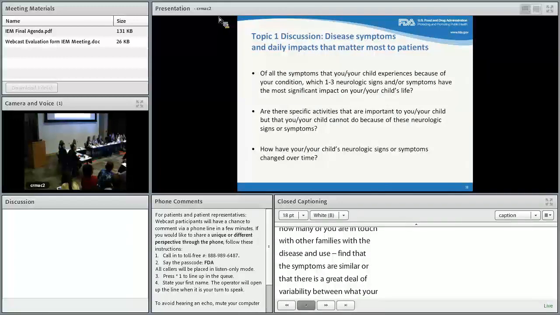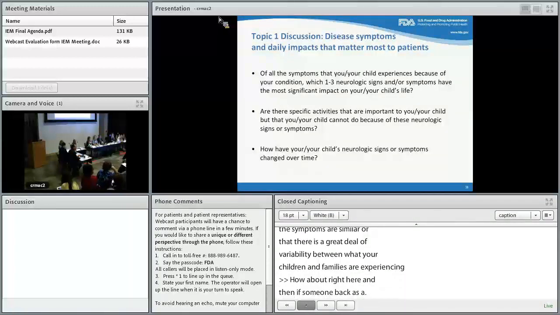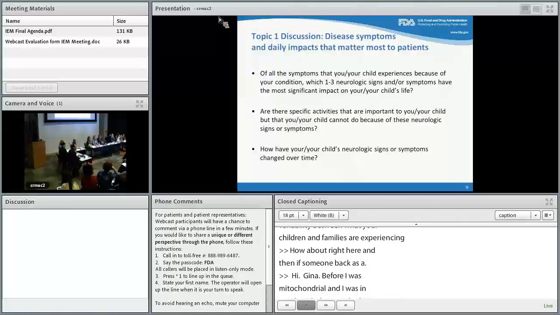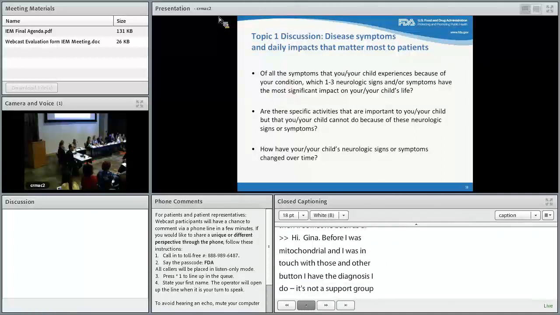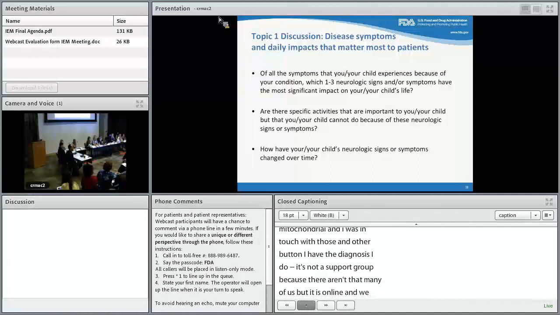Let's see, so how about right here, and then if someone in the back hasn't gone? Hi, Gina Williams again, Vanishing White Matter. Before I was mitochondrial, and I was in touch with those, and now that I have a new diagnosis, it's not a support group because there aren't that many of us, but it's an online group, and we are in touch and we share. There's 5 genes that are in effect for vanishing white matter, and the symptoms are very varied. My daughter is very fortunate. I'm one of the least affected. Thank you. Back.